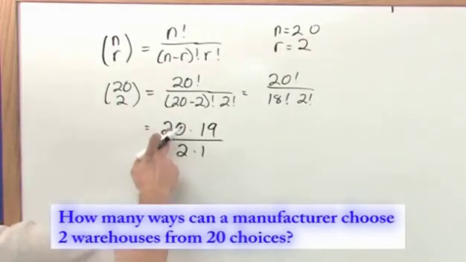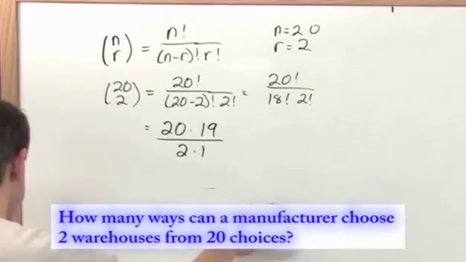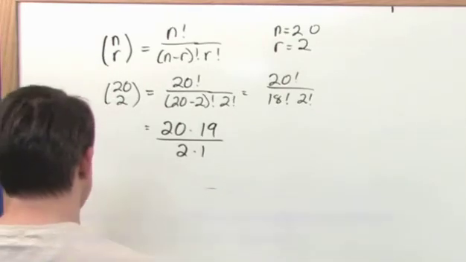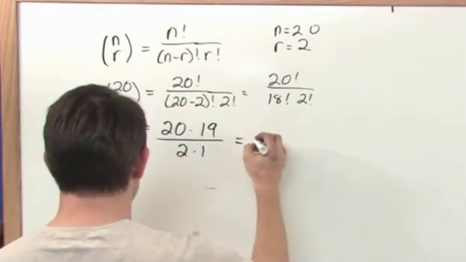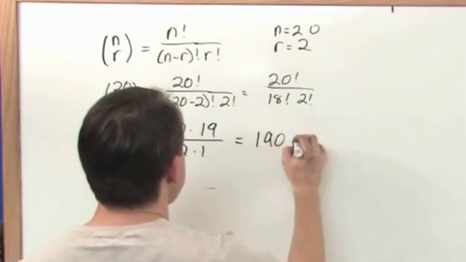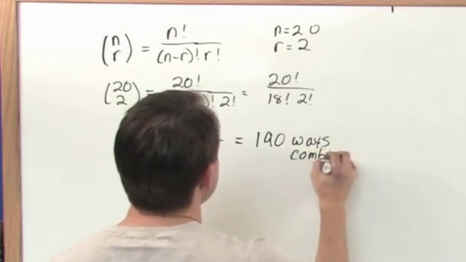So really what you have here is 20 times 19 over 2, effectively. Okay? So when you do that math, you'll find that you'll have 190 ways, which are called combinations. Not permutations.